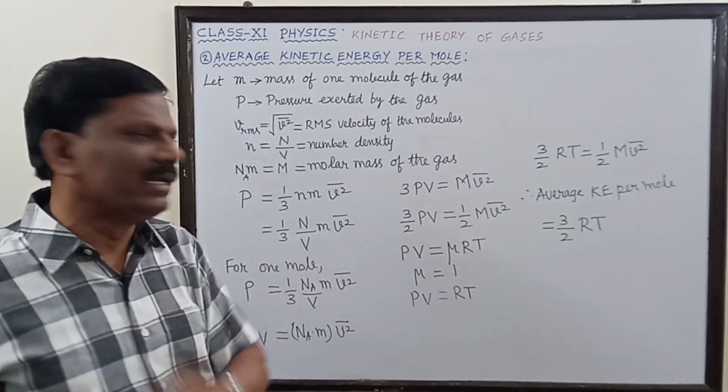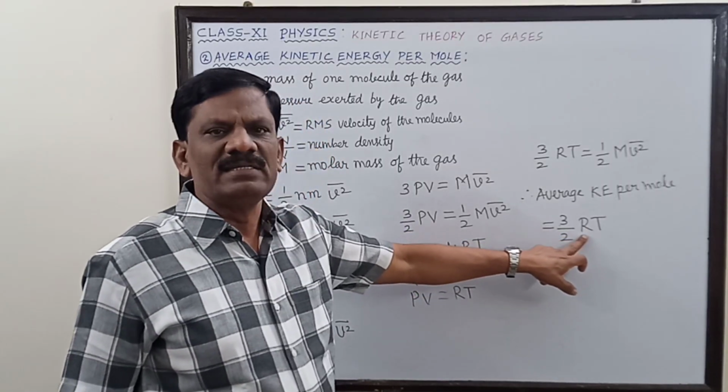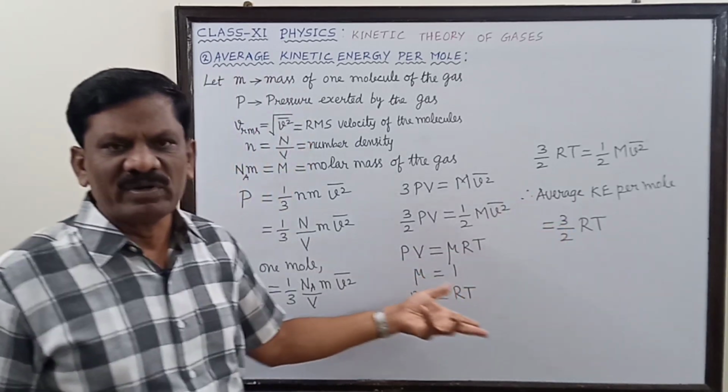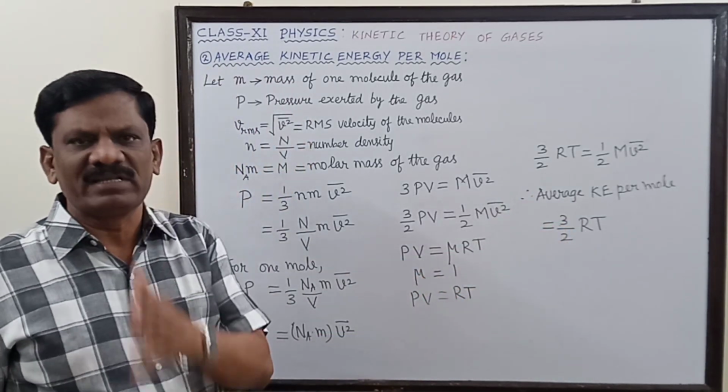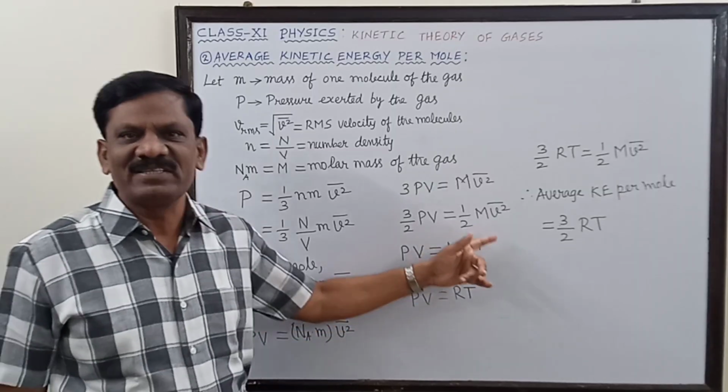For a single molecule we substituted 3 by 2 kT, isn't it? Now for 1 mole it is 3 by 2 RT. That is the only difference between the kinetic energy for a single molecule and for 1 mole of the gas. Okay, I hope you have understood well.